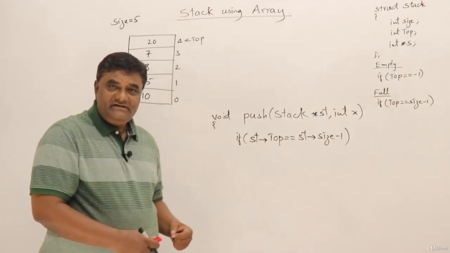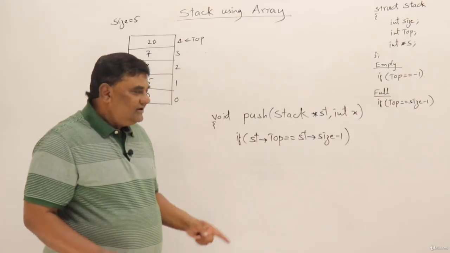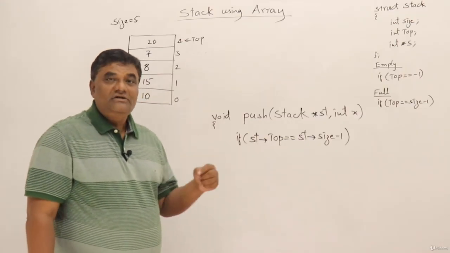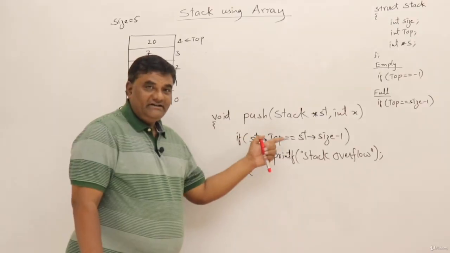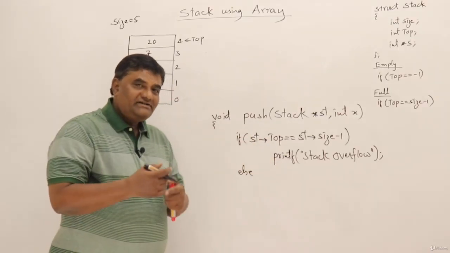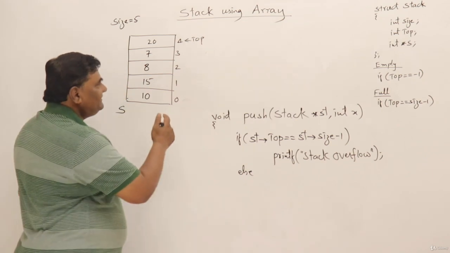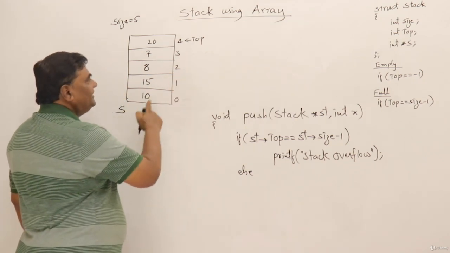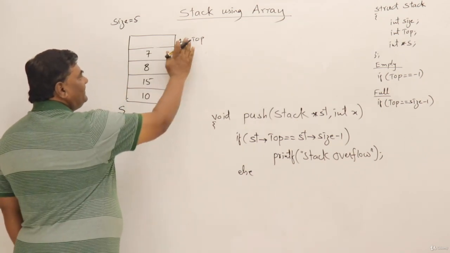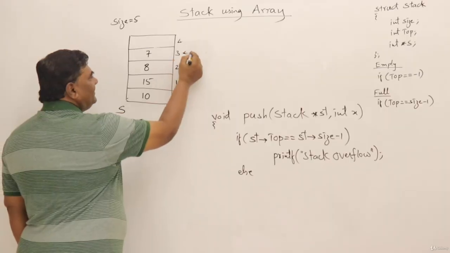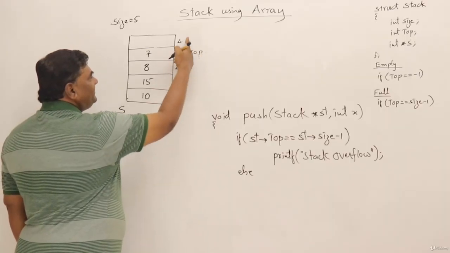If I try to insert anything, then it is overflown. So I'll give a message that stack overflow. So if it is full, then say stack overflow. Otherwise, we can insert the value. So what is the method for insertion? We have already seen that top was incremented and the value was stored. Then how to insert? First increment top.